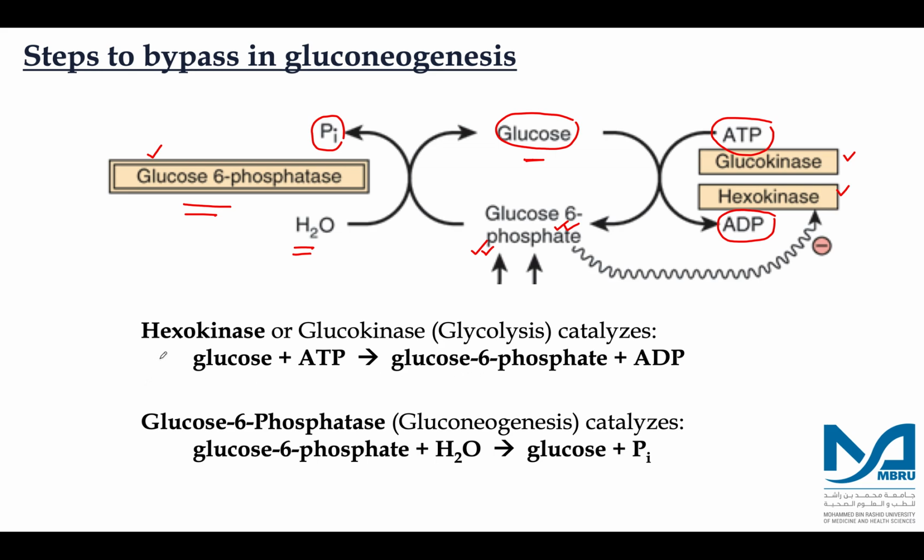So if I want to write them down, hexokinase or glucokinase during glycolysis convert glucose in the presence of ATP to glucose 6-phosphate, and one ADP is produced. Glucose 6-phosphatase, using a water molecule, carries out a hydrolytic reaction that converts glucose 6-phosphate to glucose, and one inorganic phosphate molecule is released. So we have been able to reverse the step of conversion of glucose 6-phosphate to glucose using the enzyme glucose 6-phosphatase.